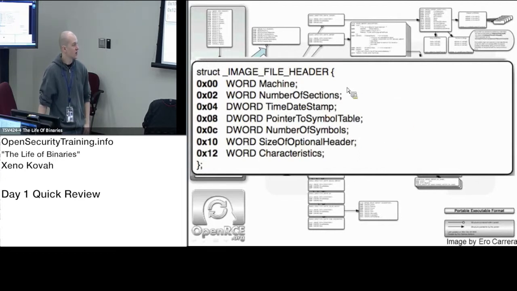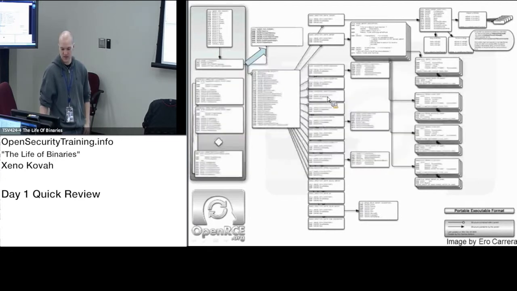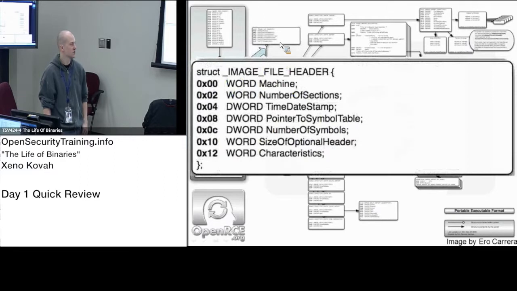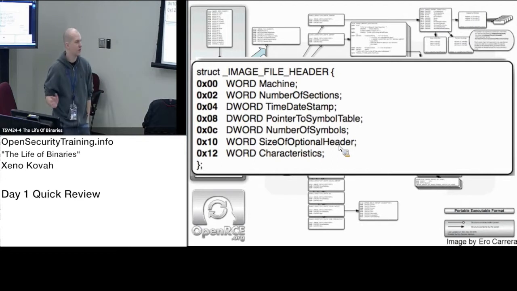We have the number of sections. That tells us, because there's this array of section headers immediately after the optional header, we need to know how many of those data structures there are. All right, so we've got the number of sections. We've got the size of optional header. Technically, that can change. Later on, we'll probably have some even more interesting malformed malware, or just malformed PE files that'll be sort of like a harder level pack that's added on at the end of the game. But for now, we don't have that.